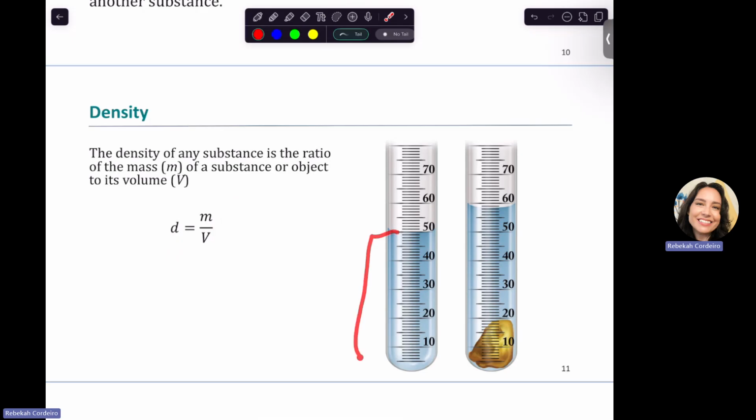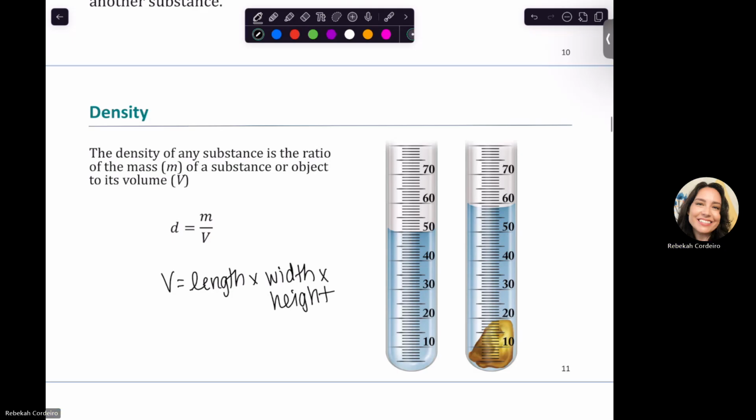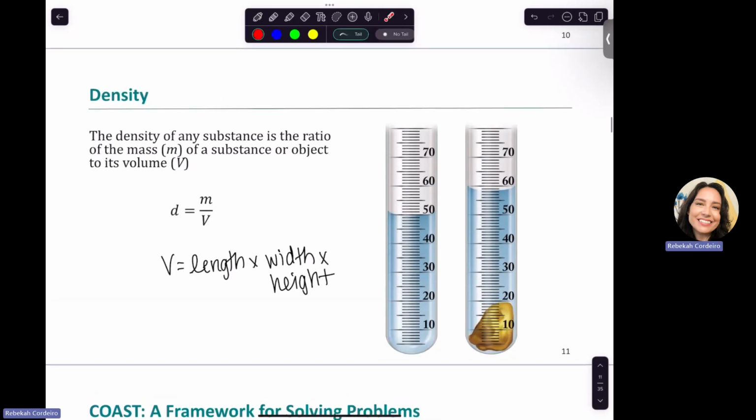This is called volume displacement. If we think about volume, typically you might think length times width times height. But if I can't measure length times width times height of something irregular like this gold nugget, then what I can do is measure the milliliters, which is another type of volume, of some water in a graduated cylinder or something, and then plop in my nugget and measure the new milliliters and just take the difference.